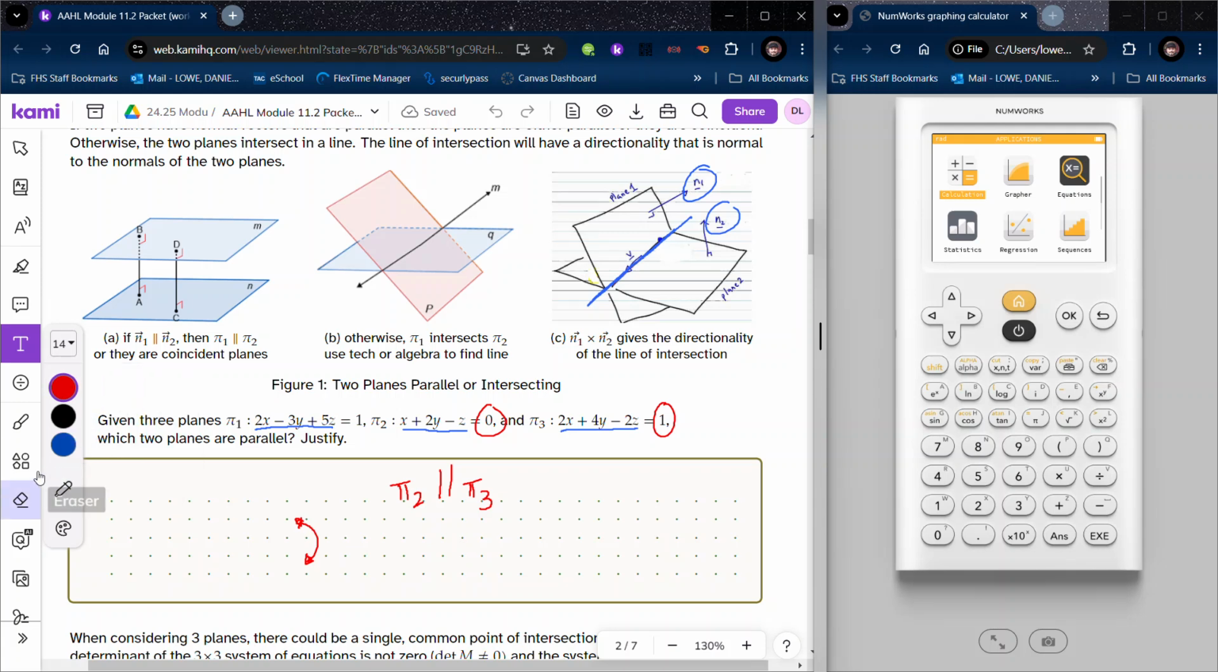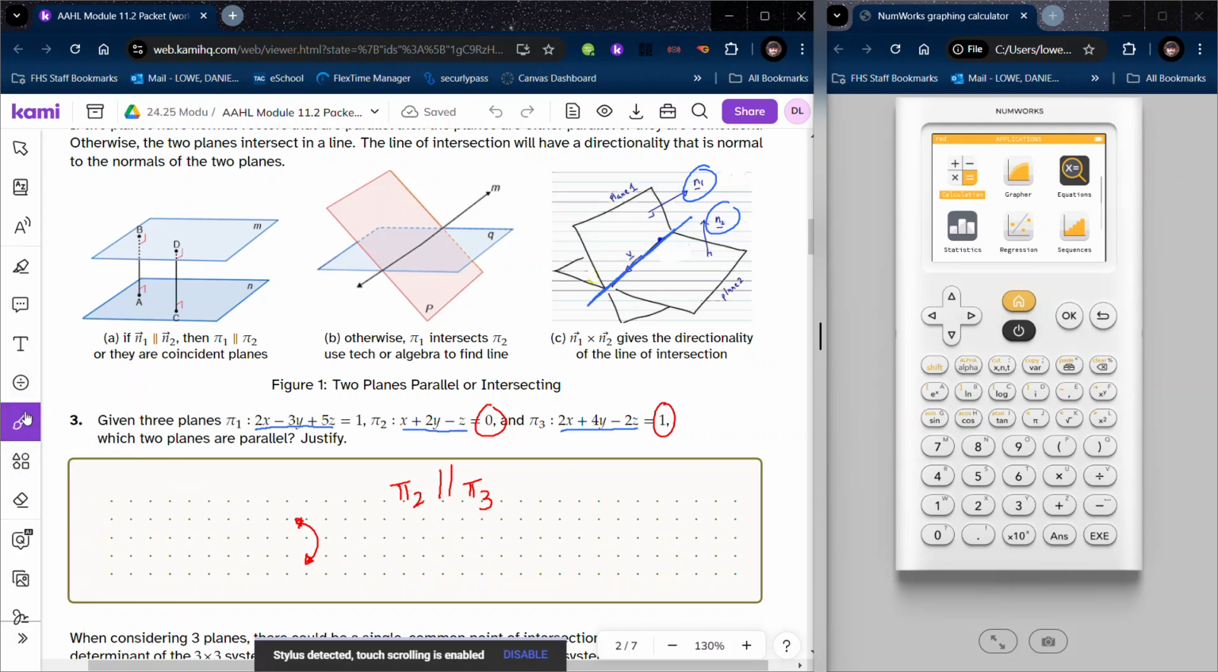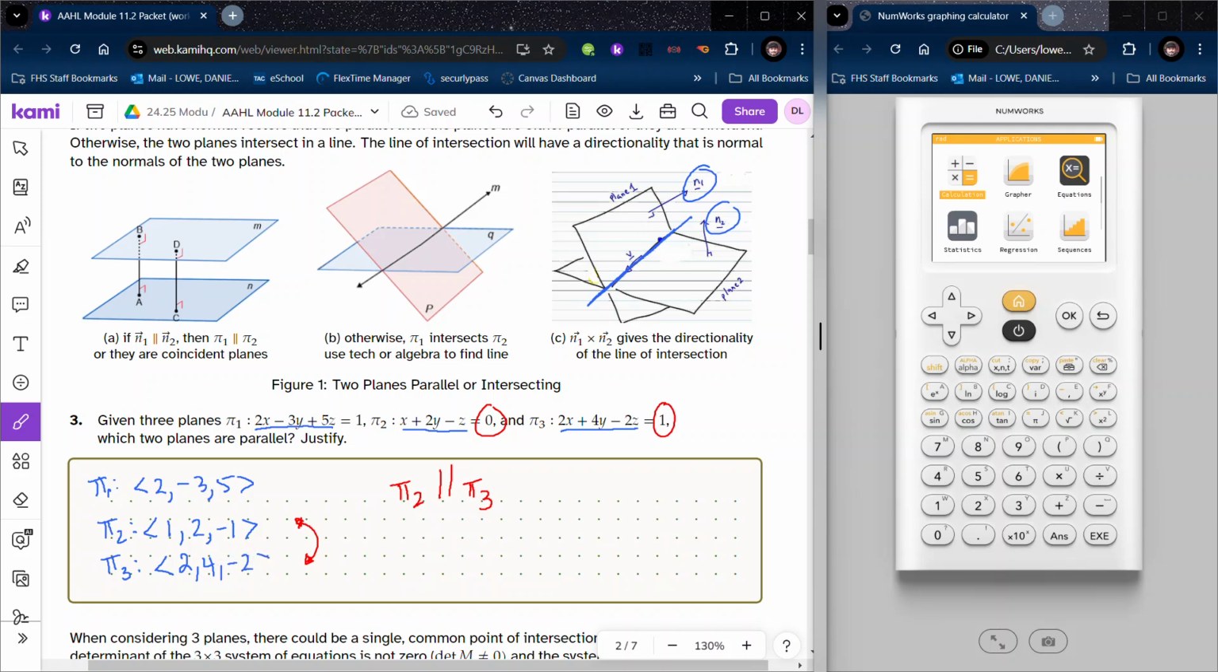All right, so we said that plane 1 had directionality 2, negative 3, 5. Plane 2 had directionality 1, 2, negative 1. And plane 3 had directionality 2, 4, negative 2. And so we know that they are parallel because the normal vector for plane 2 is equal to some scalar multiple of the normal vector for plane 3. Because that's true, we're parallel as long as the constants are not the same scalar multiple. Not sure what happened with my technology there, but we'll continue.